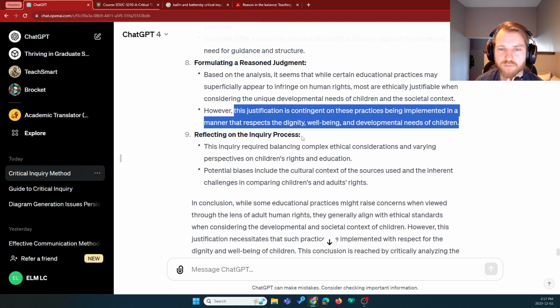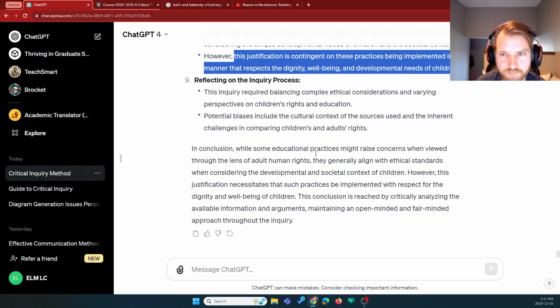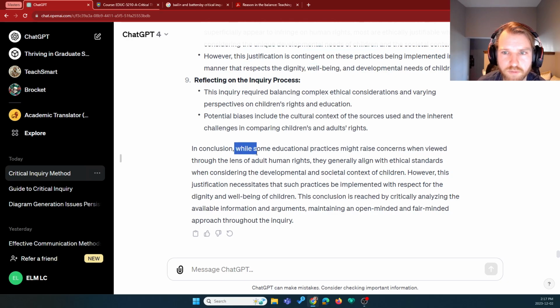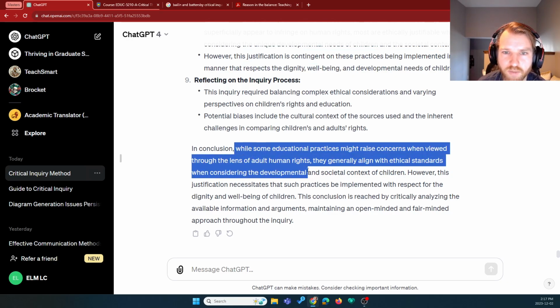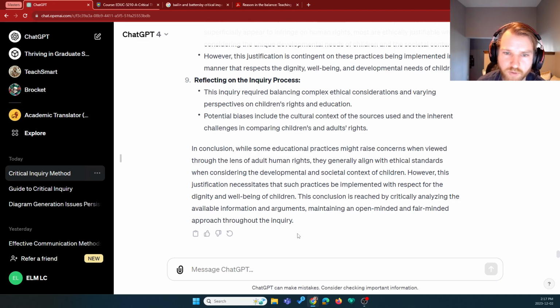It's kind of just pretty general, I suppose. And reflecting, balancing complex ethical considerations and varying perspectives. Potential biases include the cultural context of the sources and the inherent challenges in comparing children and adults' rights. So, in conclusion, while some practices may raise concerns when viewed, they generally align with ethical standards. Okay, so it's being super general.